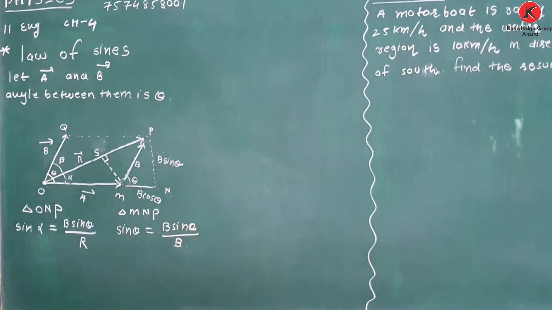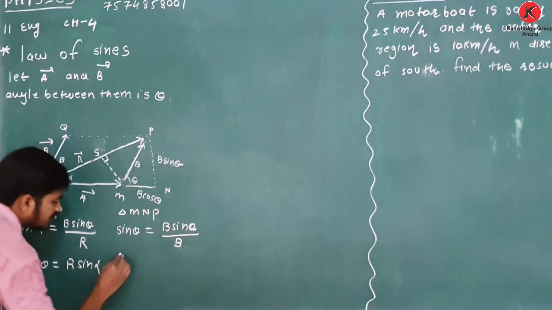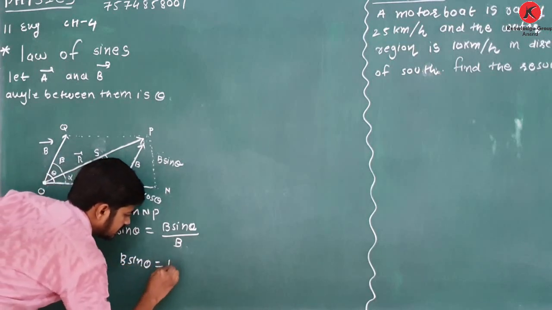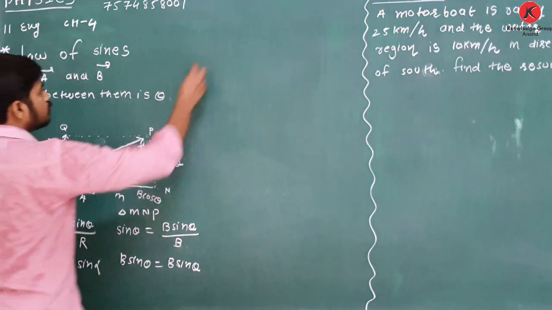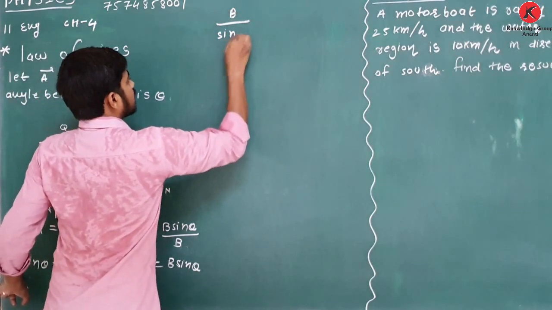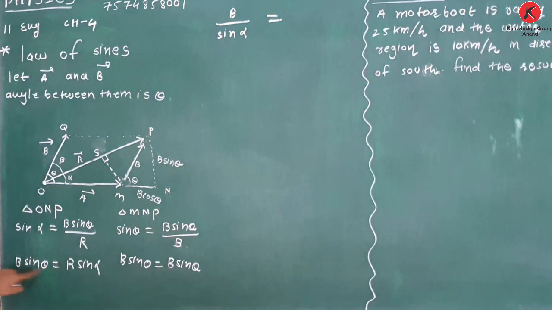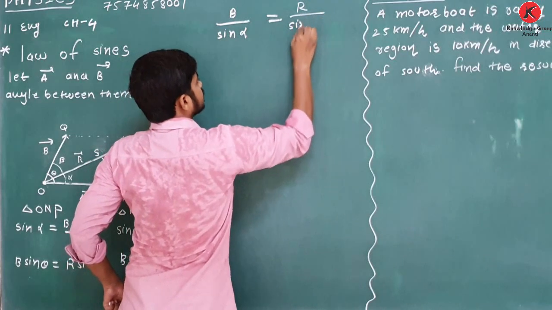Clear? Now see, take the ratio. From this, make B sine theta the subject. Then B sine theta is equal to R sine alpha. So if you take that ratio, it is B upon sine alpha equal to R divided by sine theta.